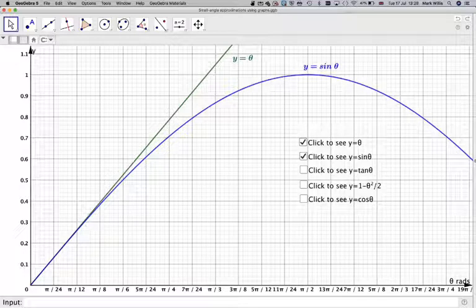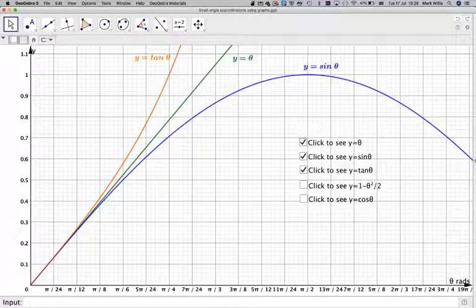If we also put on there the graph of tan, so this is the graph of tan, then we will also see that for small theta, it will approximate to theta. So for small angles measured in radians, sine theta is approximately equal to theta, and tan theta is also approximately equal to theta.